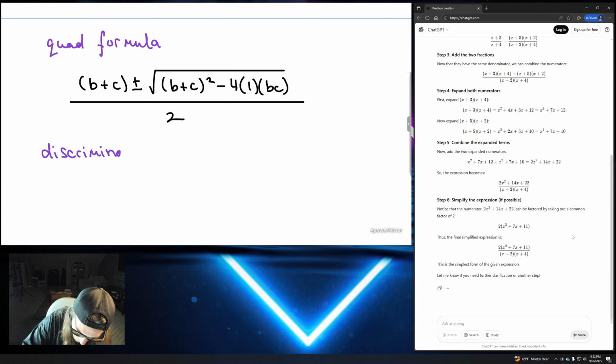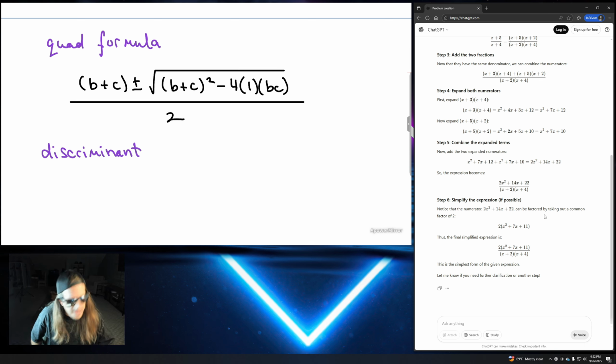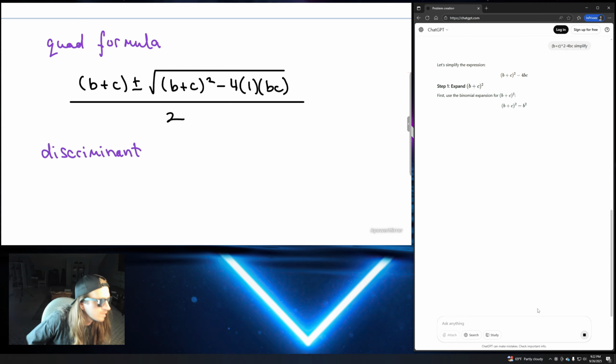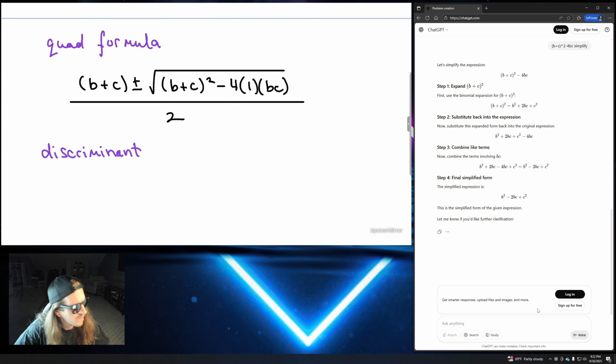Discriminant. Okay, good. Now, I wasn't just going to use ChatGPT once. At this point in the problem, I know how to do the algebra. If you're watching this, you probably do too. So I'm going to use ChatGPT here to speed up the process. I want to simplify the discriminant, which is (B plus C) squared minus 4BC. Simplify. Let's see what it does.